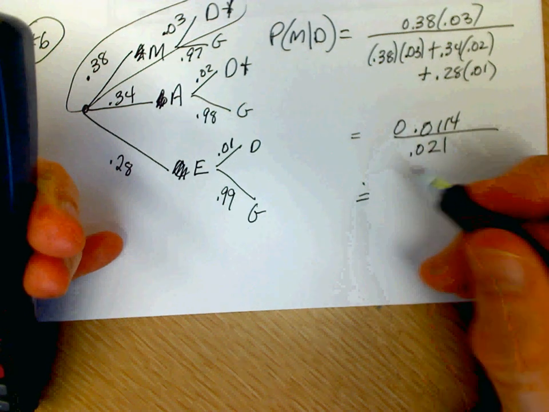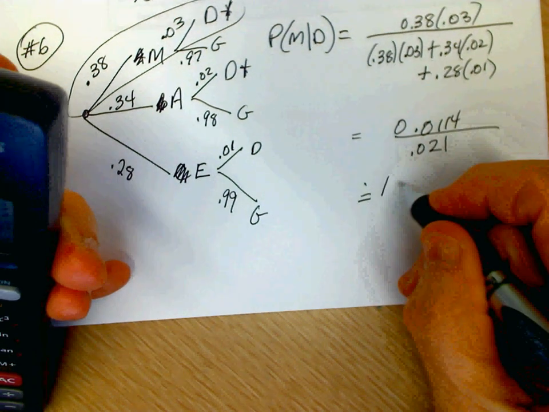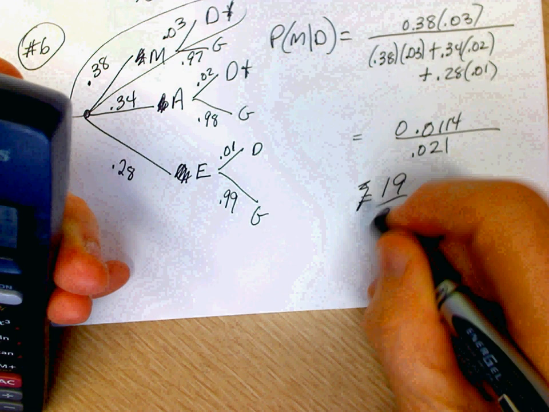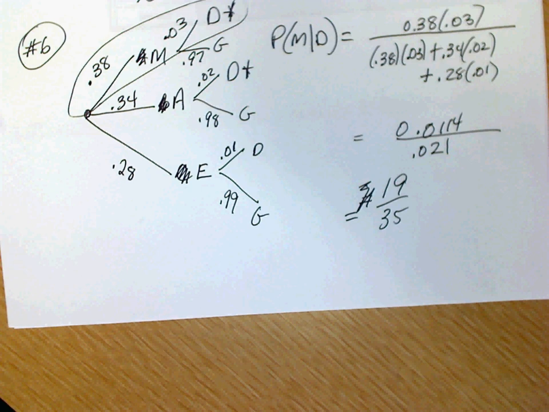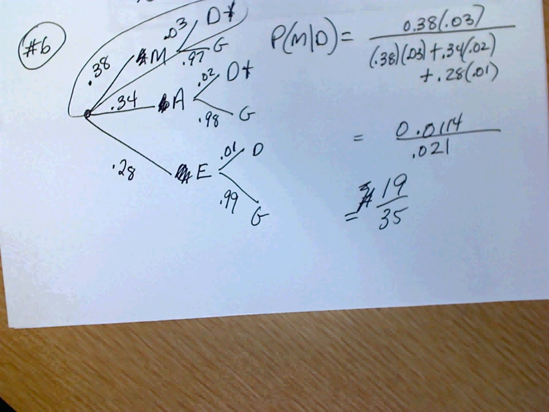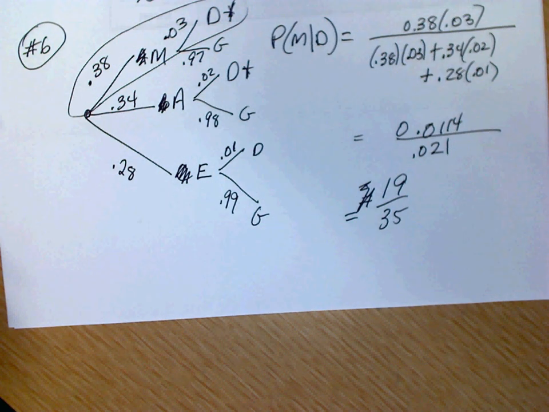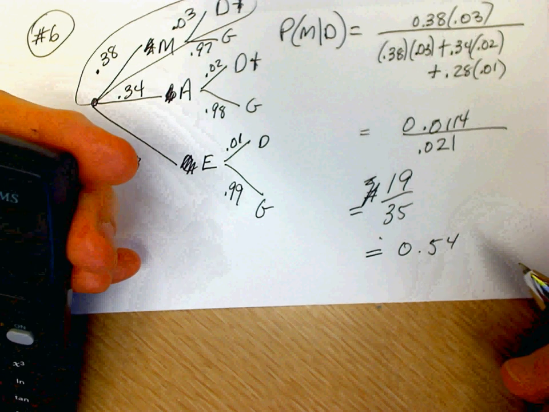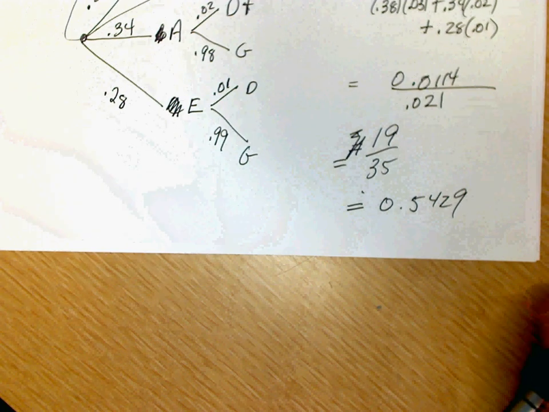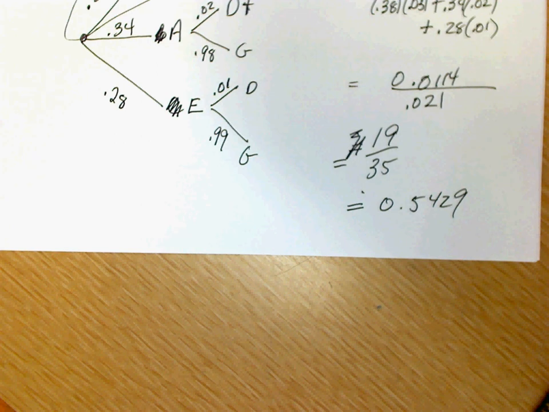So I get 19/35 for an exact answer. What was their answer rounded off? Okay, good. Can you guys do B and C, or do you need me to do B and C? Same thing.